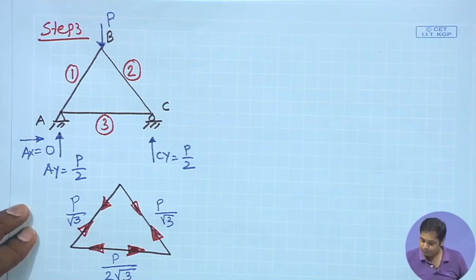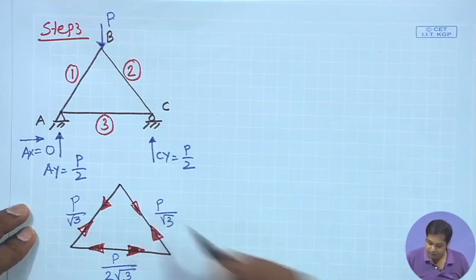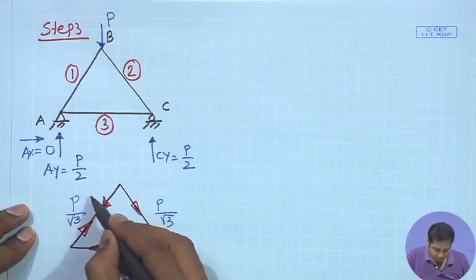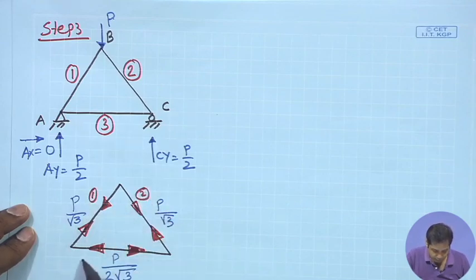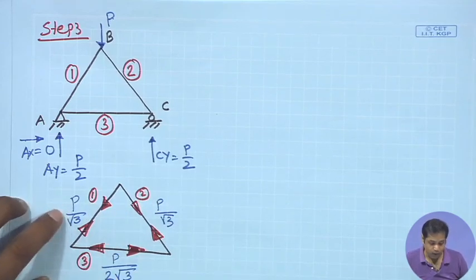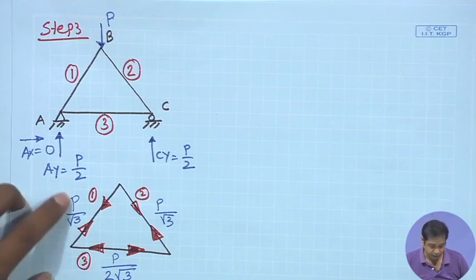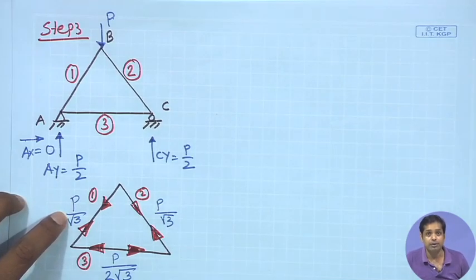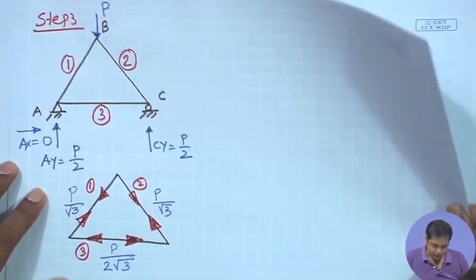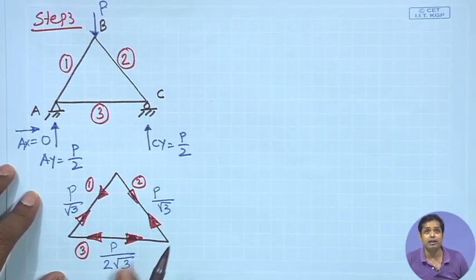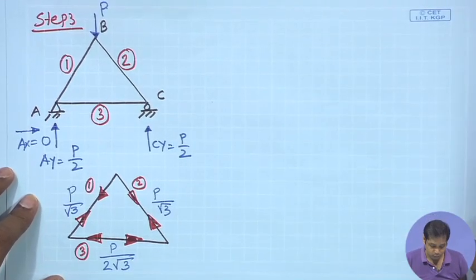Okay. So, this means this is member 1, member 2, member 1, member 2 and member 3, right. So, member 1 is subjected to compression and the value is P by root 3, it is also compression P by root 3, and member 3 is subjected to tension and the value is P by 2 root 3.